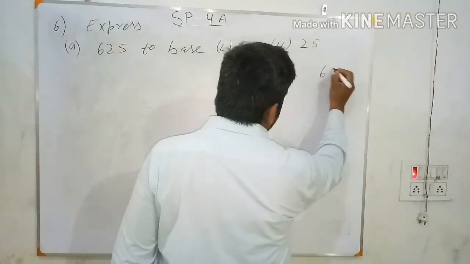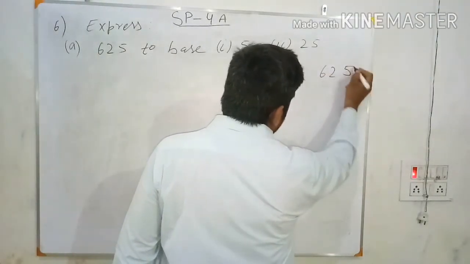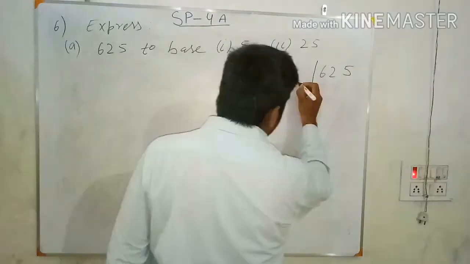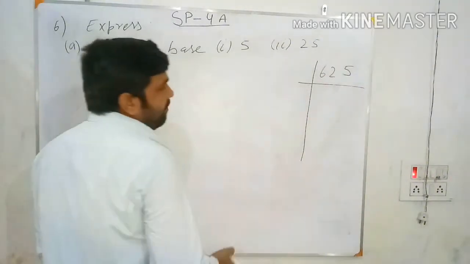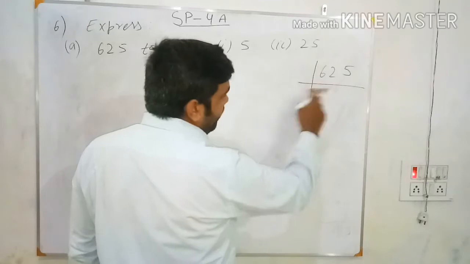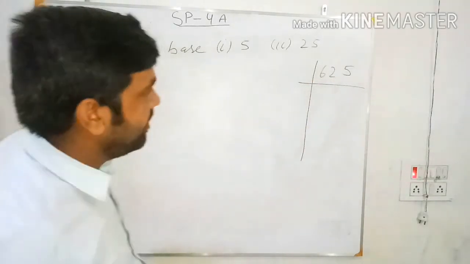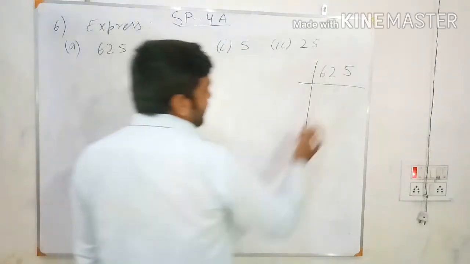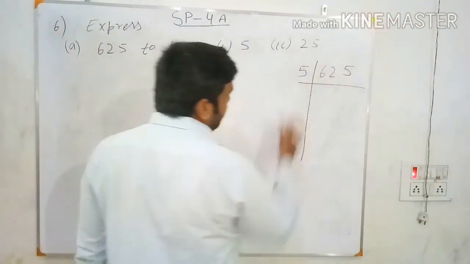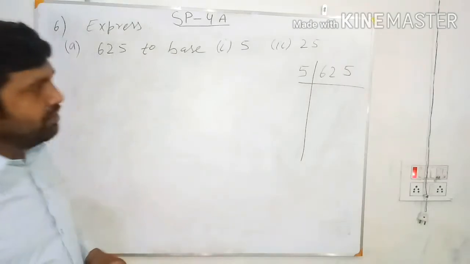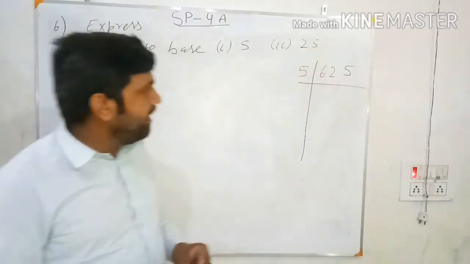So when you factorize 625, first you find the prime factor of 625. This number is not divisible by 3, because 6 plus 2 is 8 and 8 plus 5 is 13. The sum of the digits is 13 and 13 is not divisible by 3. Now it is divisible by 5, the next prime number, because the last digit is 5. So definitely it is divisible by 5.